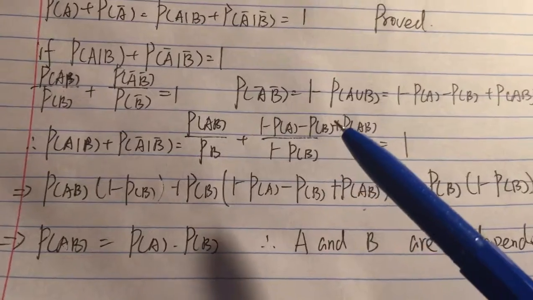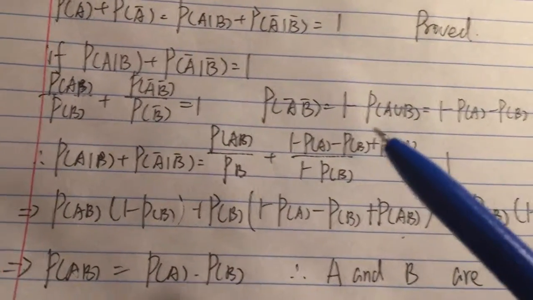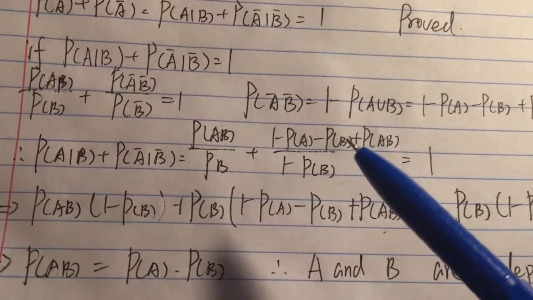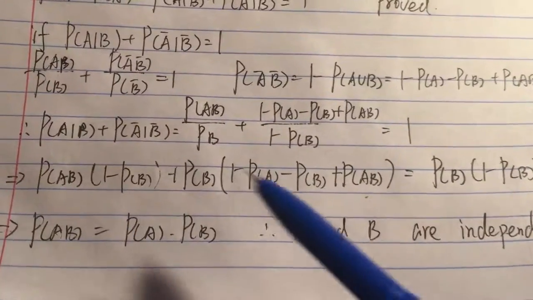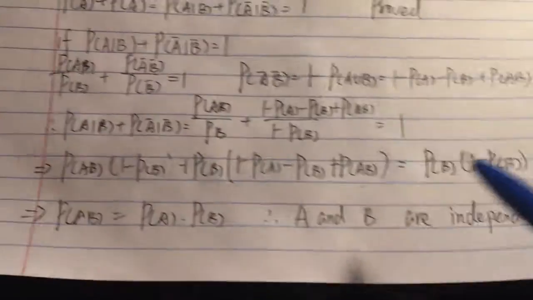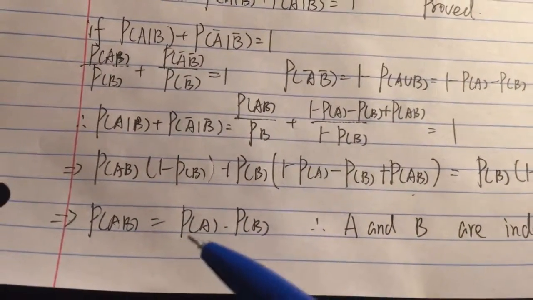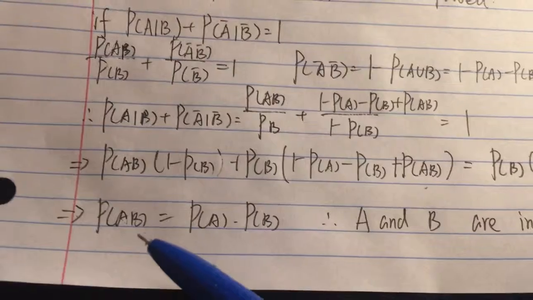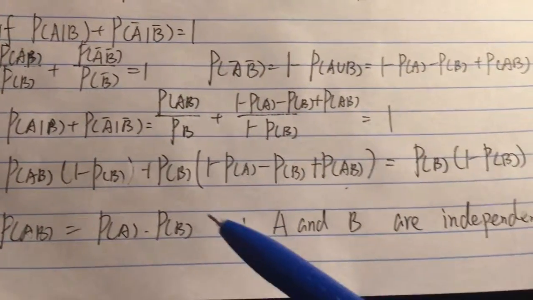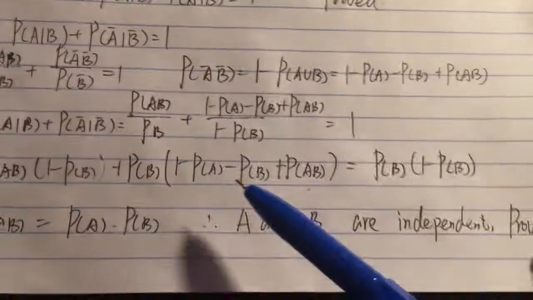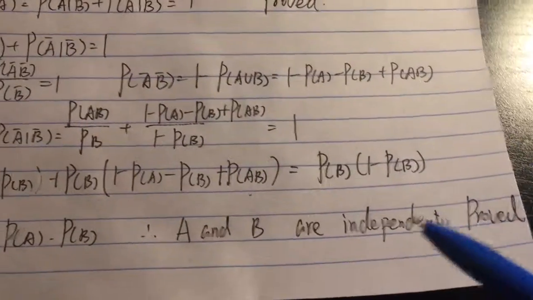We can multiply the probability of B times 1 minus the probability of B on both sides. So we get this identity, and the final identity is the probability of A intersect B equals the probability of A times the probability of B. So A and B are independent. So this question is also proved.